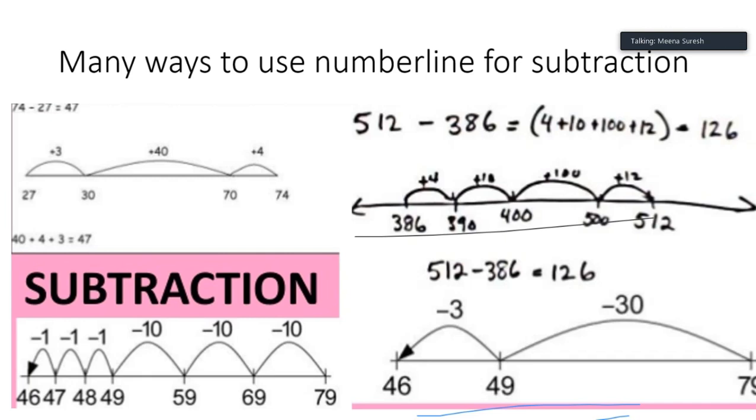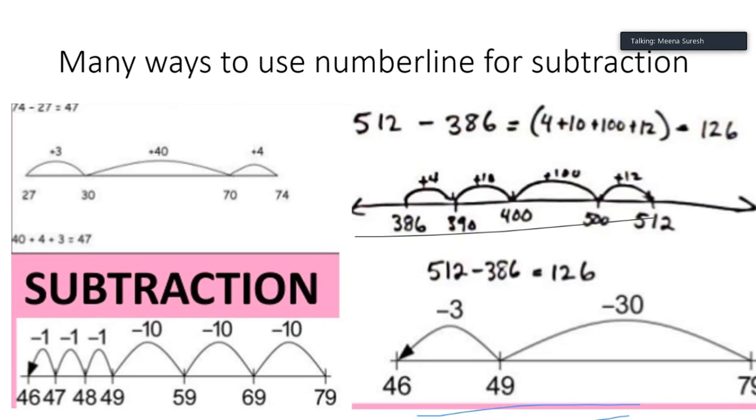Okay, till I move on, I hope you understand. So from 27 to come to 74, sorry, first time I told you wrong. From 27 to come to 74, a friendly number concept, first he moves to 30, 40, and then 4 more. This is what has been shown here in subtraction in a 3-digit also. 512 minus 386. You move from 386 to 512 using the friendly number concept.